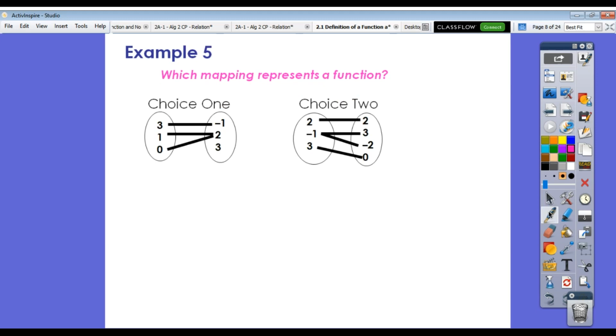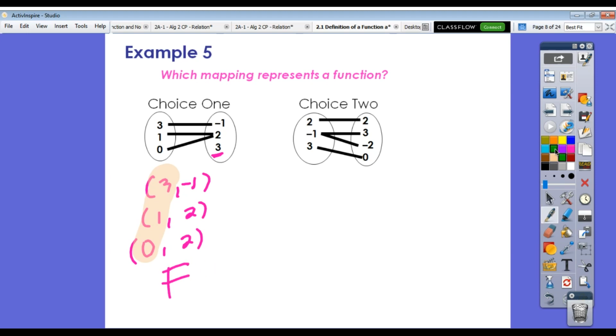Look at this one. This is an example of mapping. Which mapping represents a function? The 3 here maps with negative 1. The 1 maps with 2. The 0 maps with 2. The 3 is just an element of y, so you don't have to worry about it. So look at the x value. Is there any x here repeated? No. So I can say that this should be a function.